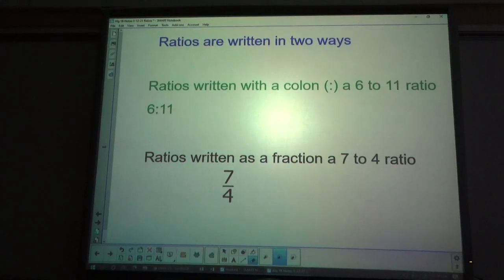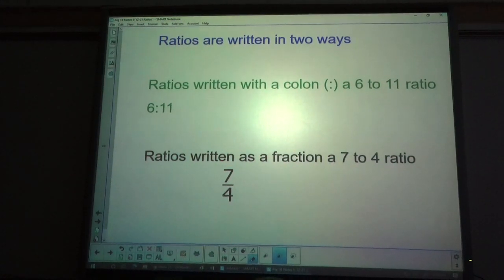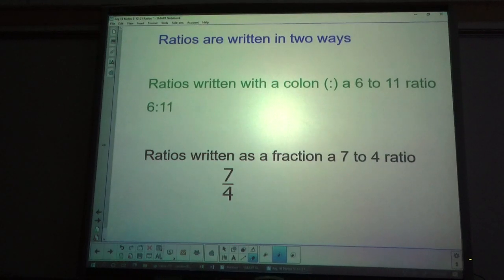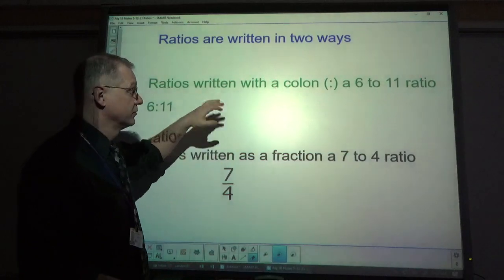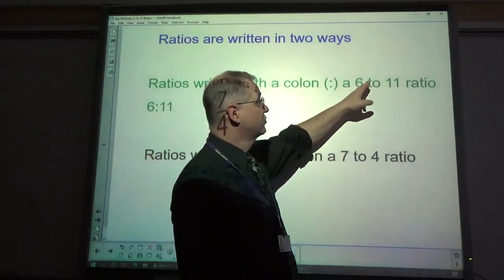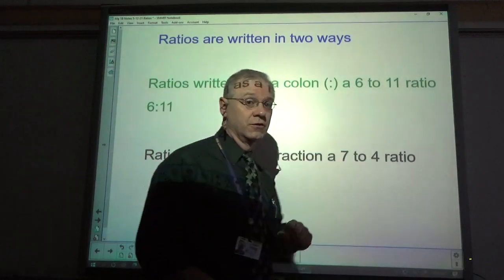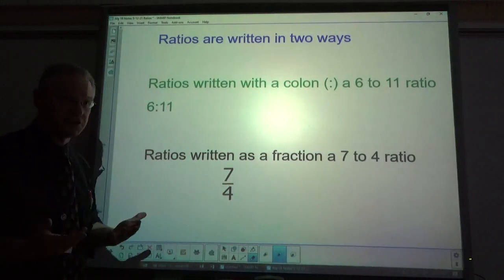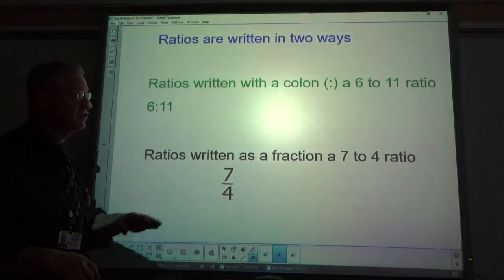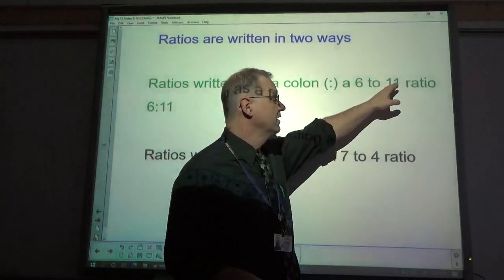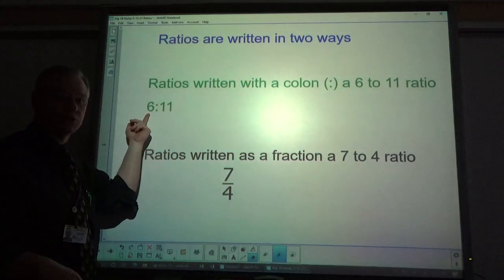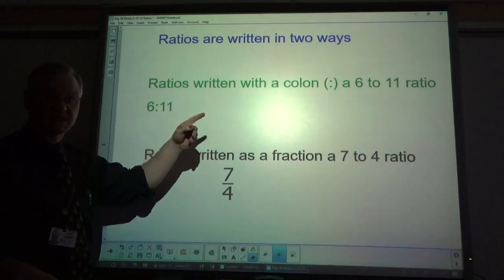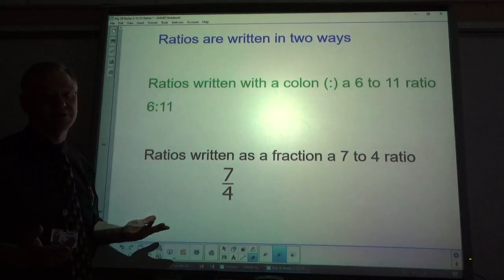Welcome. So today we're going to talk about ratios. Ratios are written in two ways. One of the ratios is written with a colon between the two numbers. A 6 to 11 ratio: whichever is listed first in the "to" section of the write-up, 6 to 11, that's what's listed before the colon. Then you put the colon and the second number is listed after it. That's how you write the ratio.